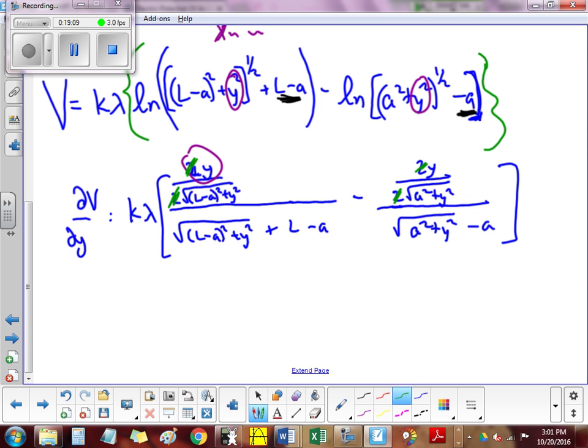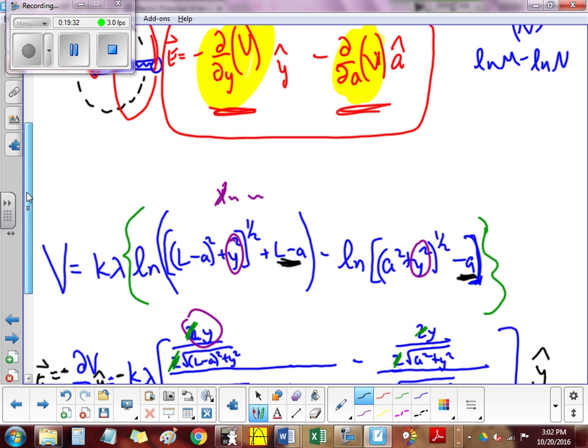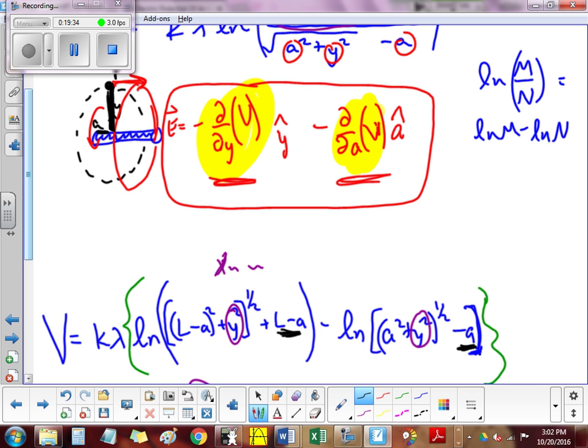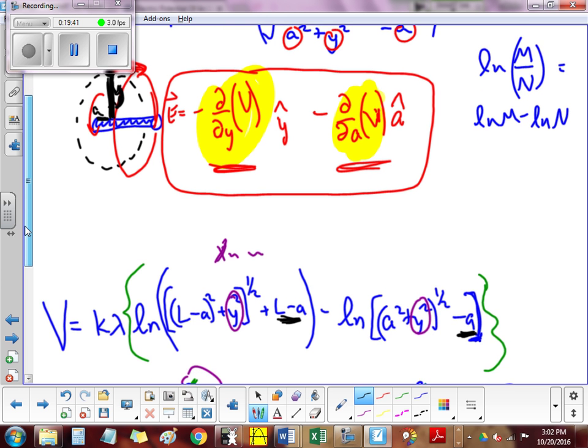So the E field in the y direction: to get the E field, you would put a negative on here and also a y hat on here. So it's going to equal negative k lambda times all this garbage and a y hat at the end. Okay, by the way, I should have probably mentioned this earlier, but since y is the distance from the actual rod, and it's a radial measure, in the world of cylindrical coordinates, we usually call that r.